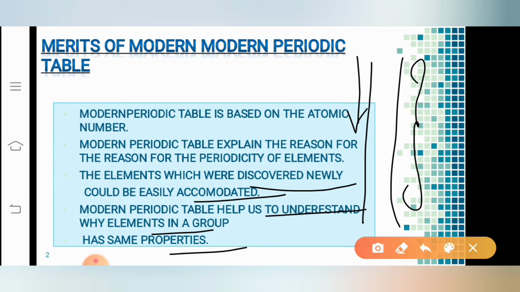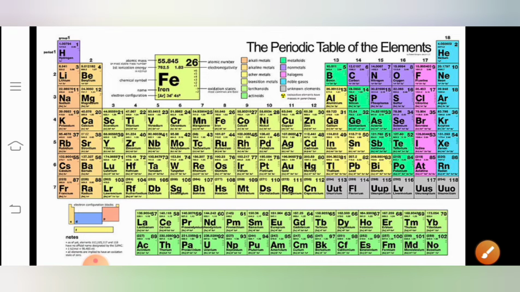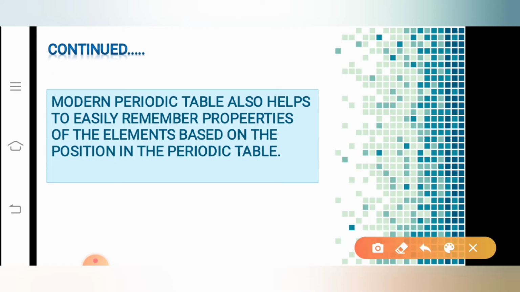We have also seen that when we talk about a group, the elements have the same number of valence electrons, the same valency, correct? So there are some similar properties which are present, and that could be explained by the modern periodic table. Clear? And the modern periodic table also helps us easily remember the properties of the elements based on their position in the periodic table.